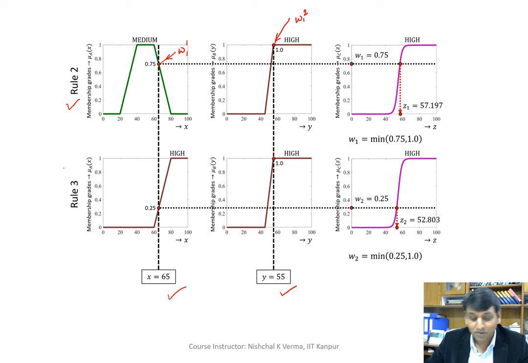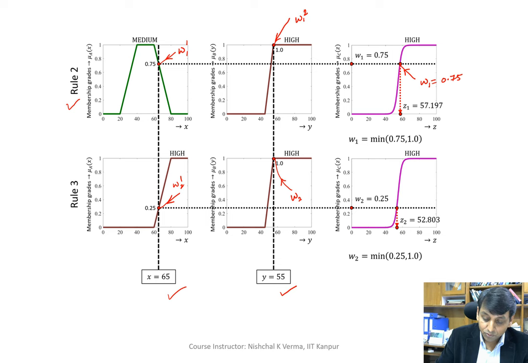So now when we apply x is equal to 65, y is equal to 55. So since rule 1 is not applicable, we have not written it here, only rule 2 is written here. So we are applying these two inputs in rule 2, and then we find W11, W12, and corresponding to this we have here the firing strength of the rule 1, which is nothing but W1 is equal to 0.75 if we take min. Similarly, here this is W21, this intersection is W22, and if we take min of these two, we are getting here W2, which is the firing strength of the rule 2.